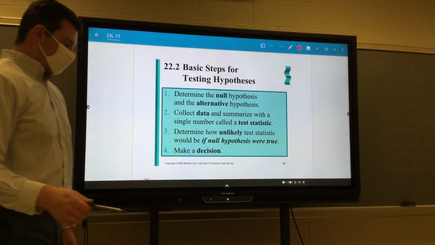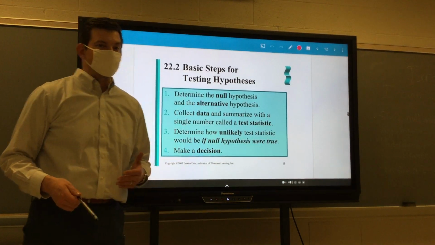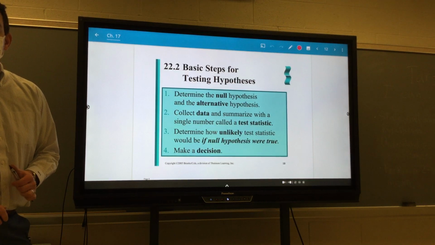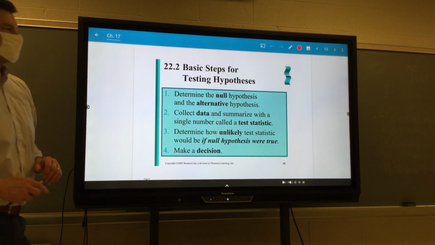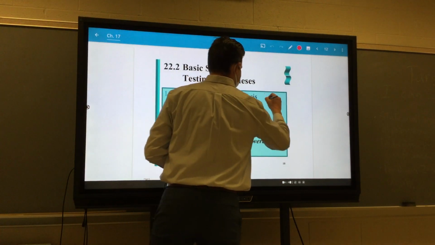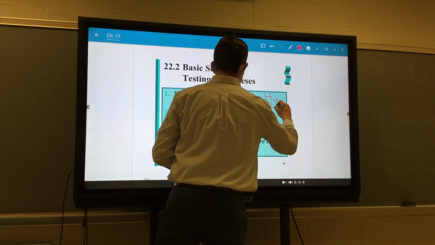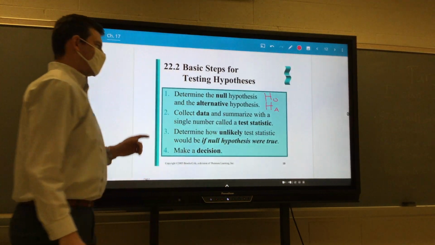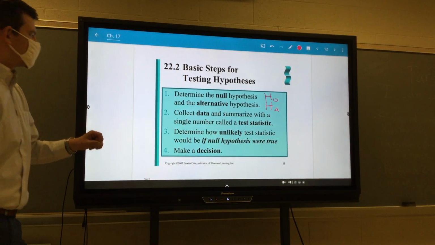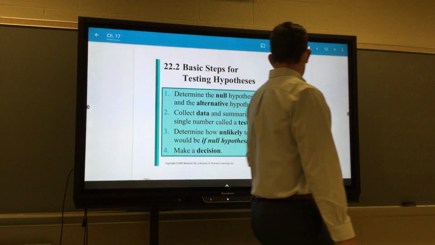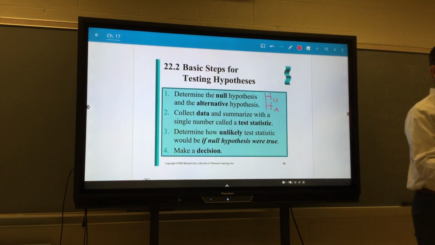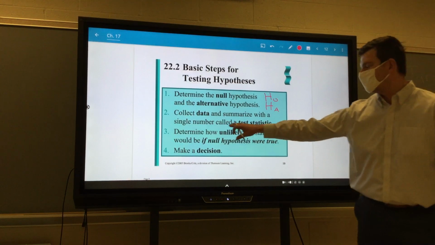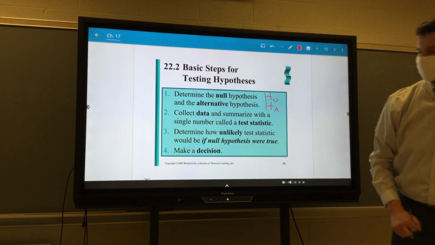And I mentioned that this goes hand in hand with the scientific method. First step is determining the null and alternative hypotheses, H sub 0, H sub A. And then you start to collect your data and summarize that with a single number called the test statistic. We haven't really gone into this just yet. We will in just a moment.